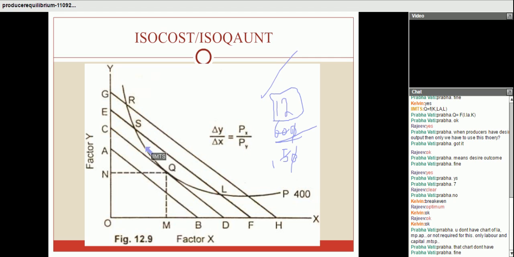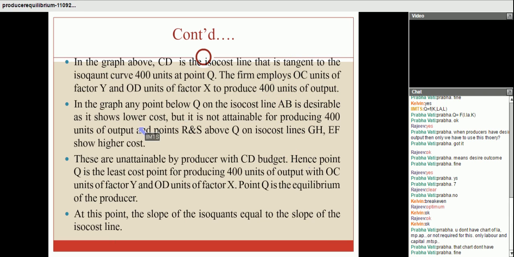And if any point is beyond Q, then that would mean higher cost to the firm. So that higher cost is also not needed by the firm. They want maximum profits.